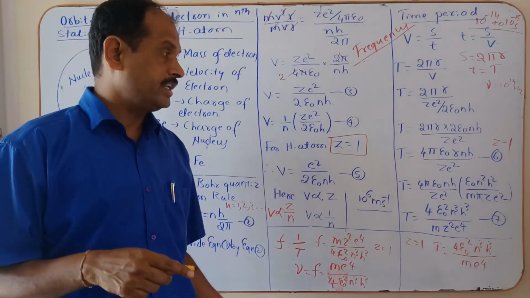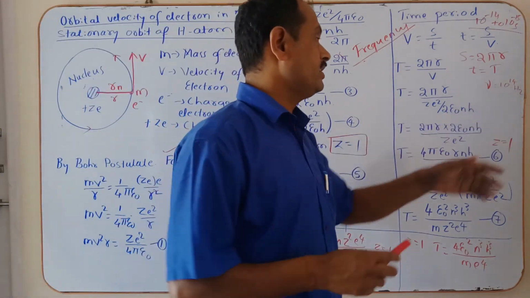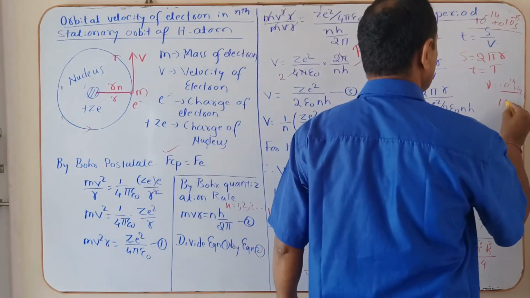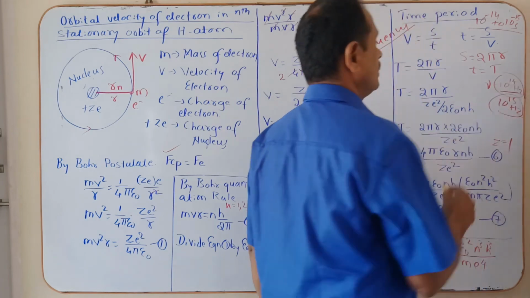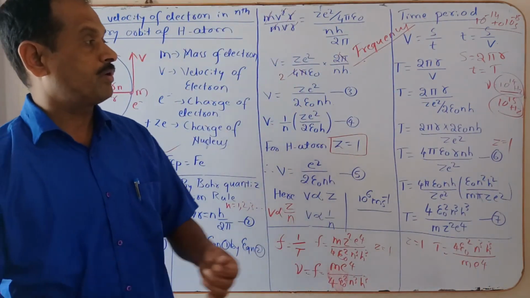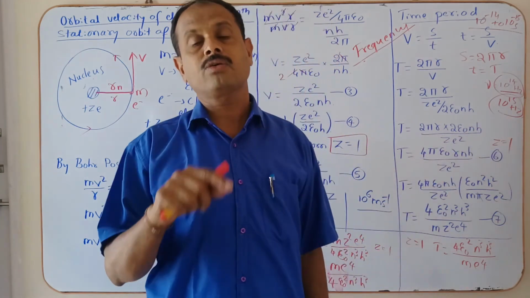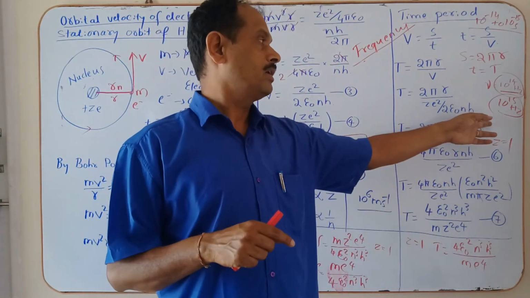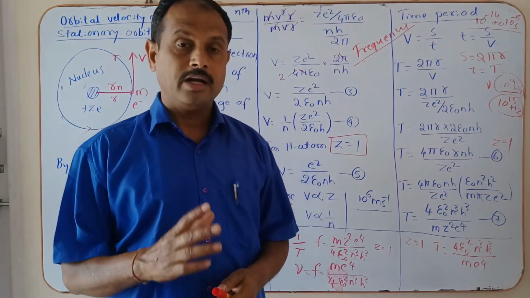The earlier expression is for any atom. Now this frequency answer you got is in the order of 10 raised to 14 hertz to 10 to the power of 15 hertz. This is the frequency of revolution of the electron in the nth orbit of the hydrogen atom.